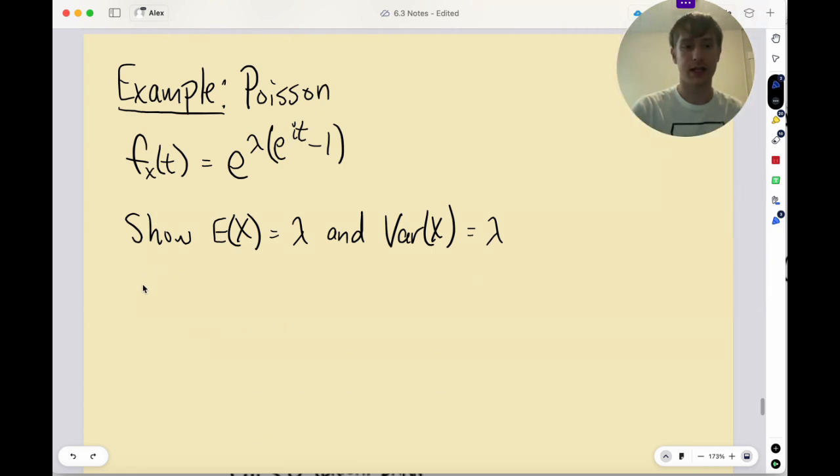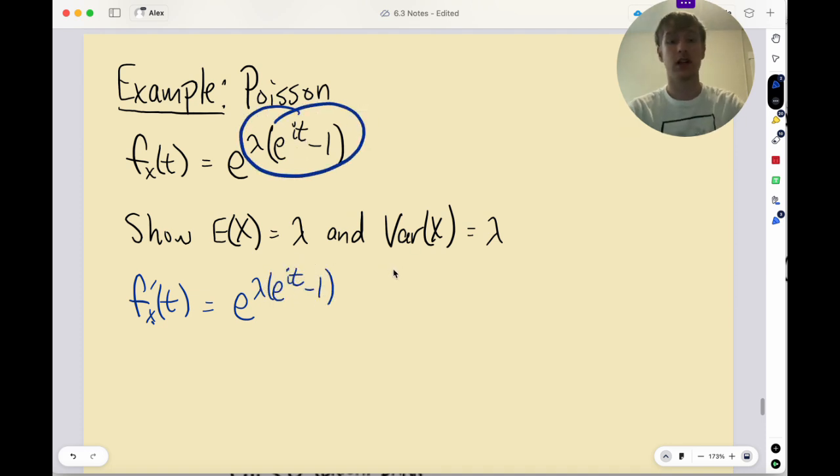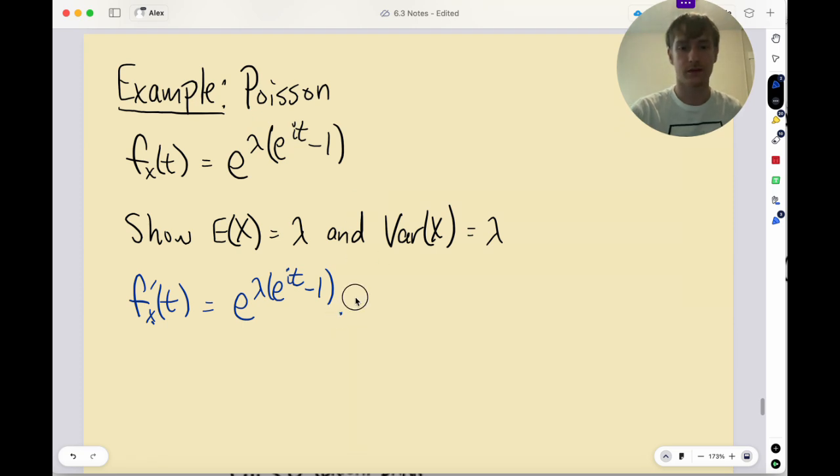So first of all, let's just take the derivative of the characteristic function, because we know we're going to have to do that anyway. Okay, so the first derivative of the characteristic function, well, what's the derivative of e to the something? Well, that's going to be e to that something times the derivative of that something. Well, lambda is a constant, so that can come out. So we really only have to worry about the derivative of this. I know I didn't talk about the derivative of e to the it, okay, but hopefully you see that i is a constant. So that's really just going to be i e to the it.